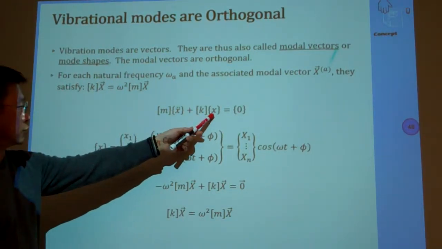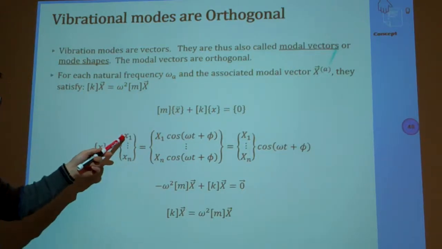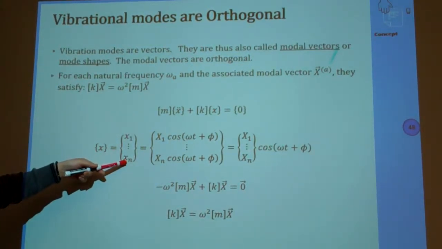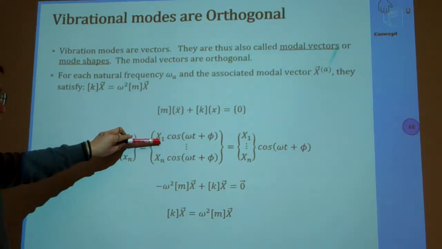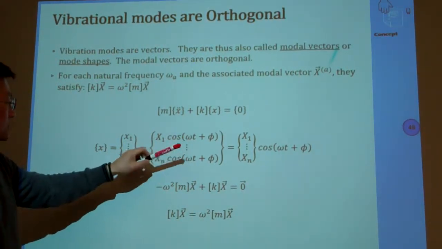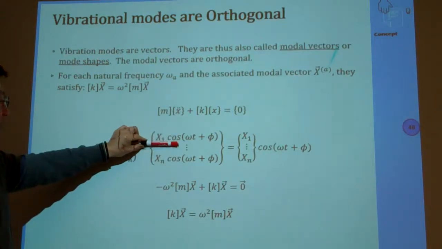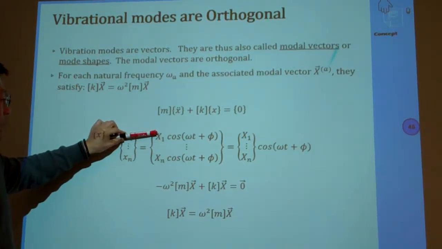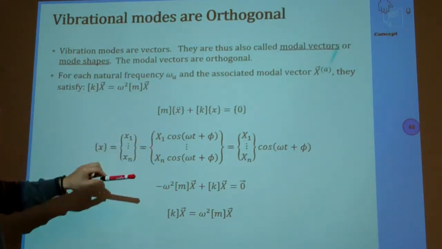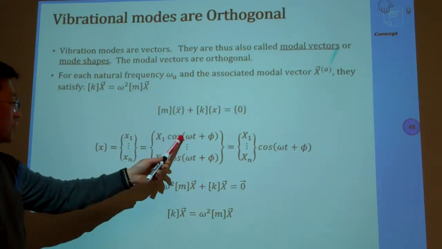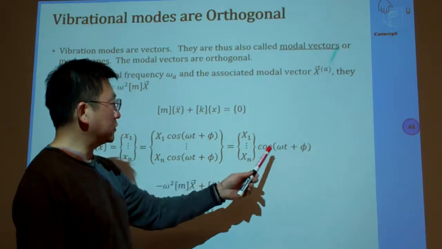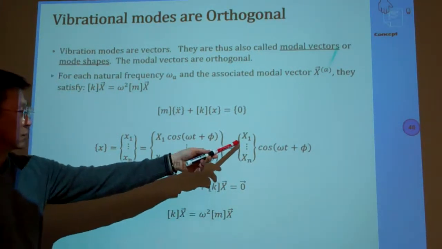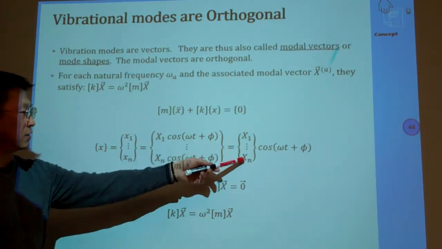For each degree of freedom, the components are n vectors for n degrees of freedom. And each has the harmonic form, just like the one we did before. So basically they are the same template, but with a different amplitude. For each term, they are simply harmonic. So I can take this term out, and that is x1 to n, which is the amplitude.